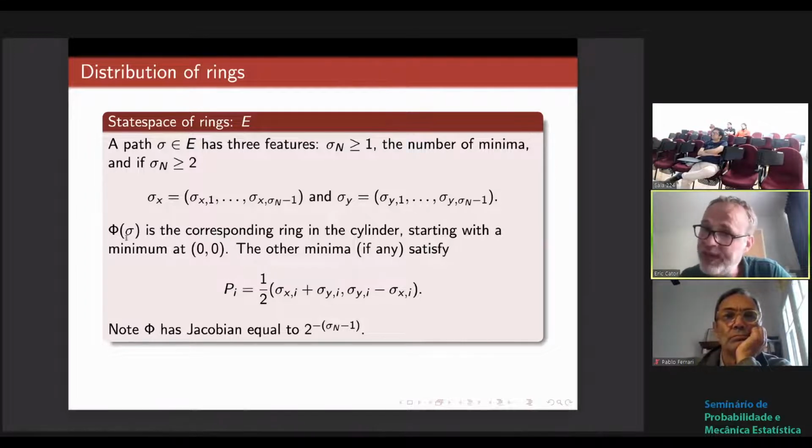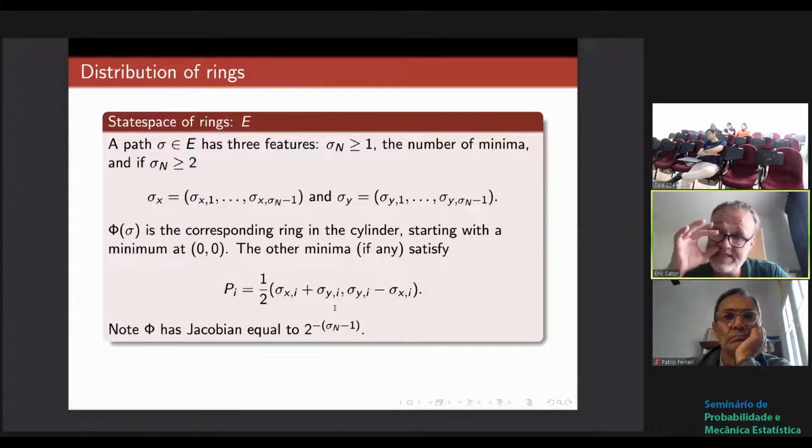Now, it turns out that you can actually describe the 2-dimensional position of the other minima of this path, and that's given by this formula. So minima pi is given by this formula here. Of course, it's possible there's only 1 minimum. That's also fine. Then it's at 0, 0.